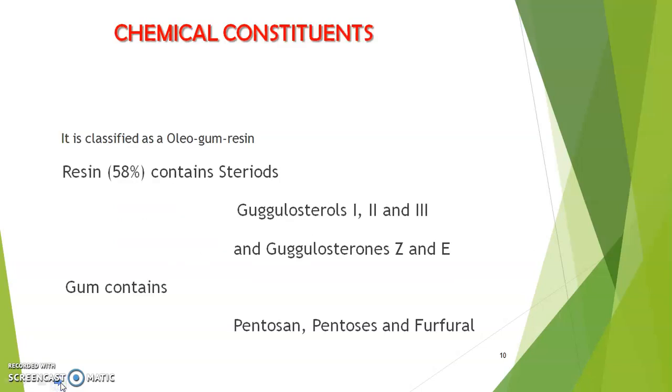Chemical constituents: it is classified as oleogum resin. It contains 58% resin that contains steroids, and the steroids are guggulsterol I, II, and III, and guggulsterone Z and guggulsterone E. Gum contains pentosan, pentoses, and furfural.